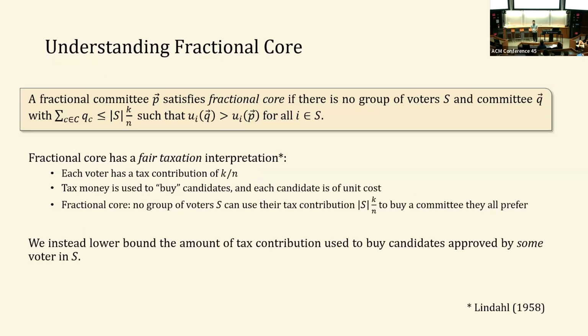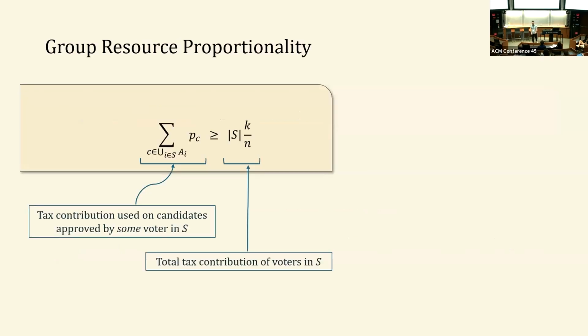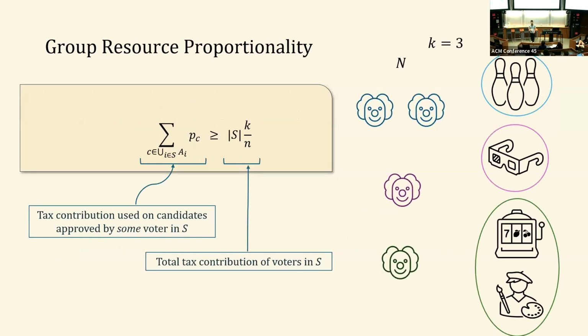So we want to use this idea of tax contribution, but what we're going to do is lower bound the amount of tax contribution that is used to buy candidates approved by some voter in S for every group of voters S in N. So more concretely, we'd like to lower bound the amount of probability allocated to candidates that are approved by someone in S, and we'd like to lower bound that by the total tax contribution of the voters in S. This would be nice, but unfortunately, it only requires a simple example to show that it's impossible.